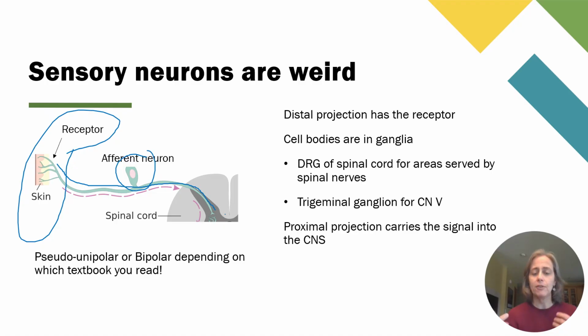Then, of course, I've used the term proximal projection. If you're farther away, this is the distal part of the sensory neuron. This part over here, closer into the central nervous system, is the proximal part that is sending the signal into the central nervous system. Okay, so sensory neurons are weird in terms of their physical structure.